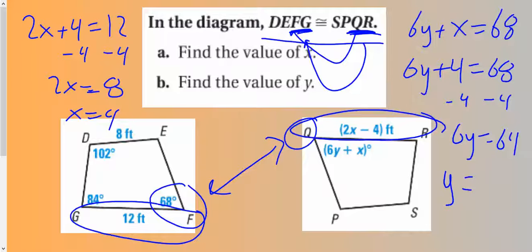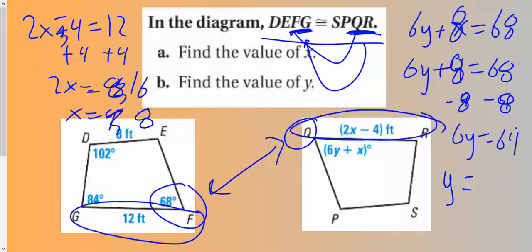Did I do something wrong? Oh, that's a -4. Shoot. Change that. Well, this turned into a disaster of a problem. Okay, so y equals 10. One little mistake and the whole thing looks like garbage. All right, but there you go.